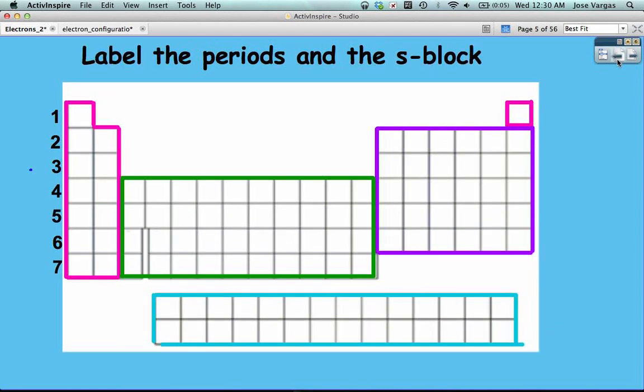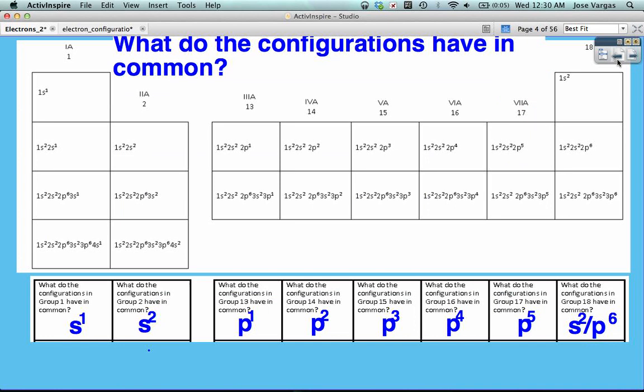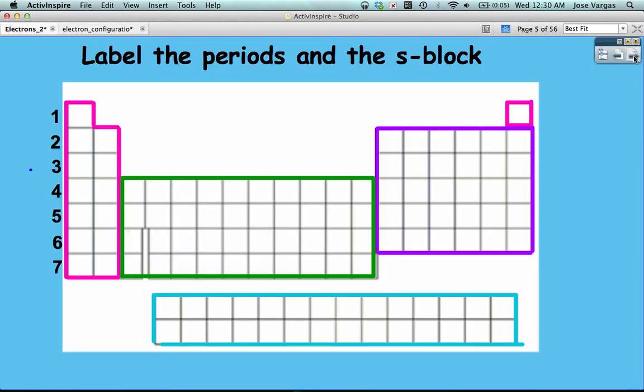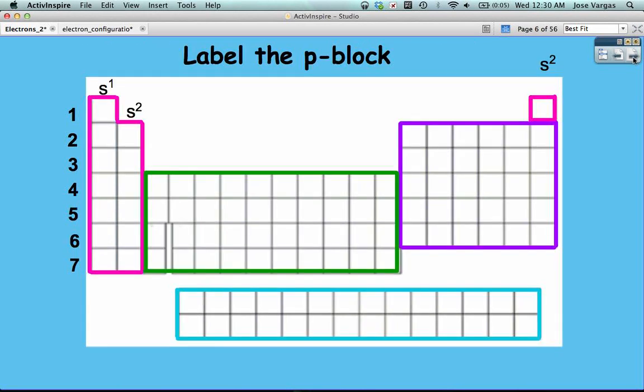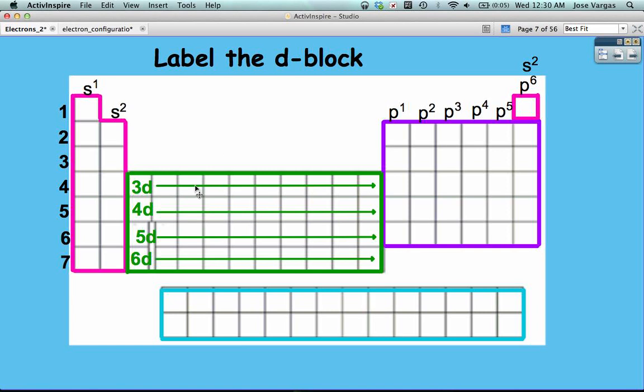Now, from this picture we cannot see what's coming after this part, but all of them are going to end in d. Here they're going to end with d1, d2, d3, d4, 5, 6, 7, 8, 9, and 10. So this green is going to be called the d block. Here they are all going to end in d.